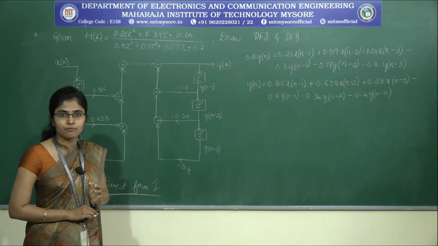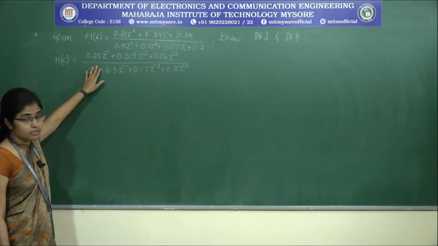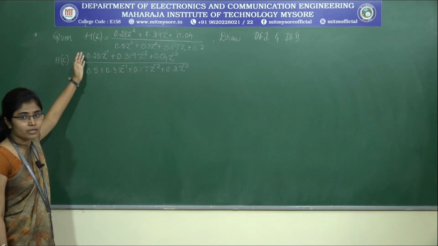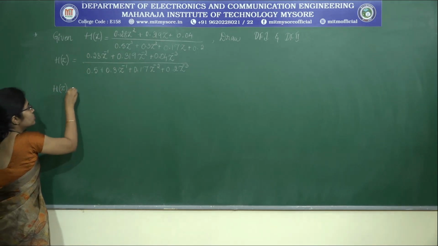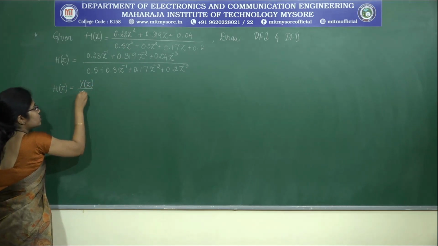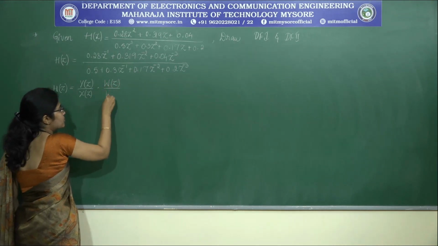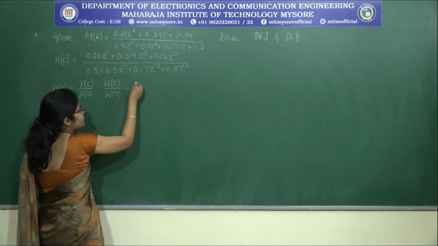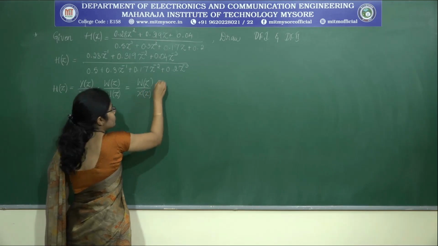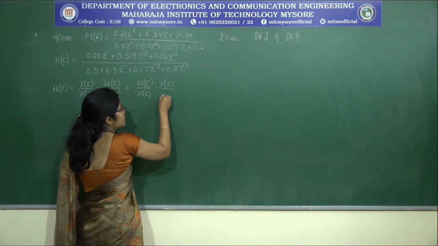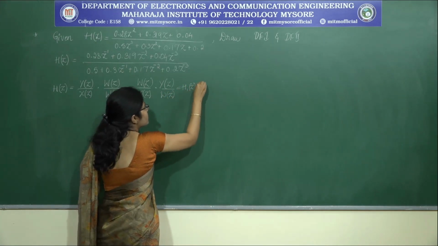Now, let us see how to draw direct form 2. Now, let us start drawing the direct form 2 structure. I have taken H of z and written it by taking z cube as a common factor in both numerator and denominator. Now, we know H of z is equal to Y of z by X of z. To this, in direct form 2, we introduce a variable W of z divided by W of z, which can be written as W of z by X of z into Y of z by W of z. This is nothing but our H1 of z into H2 of z.